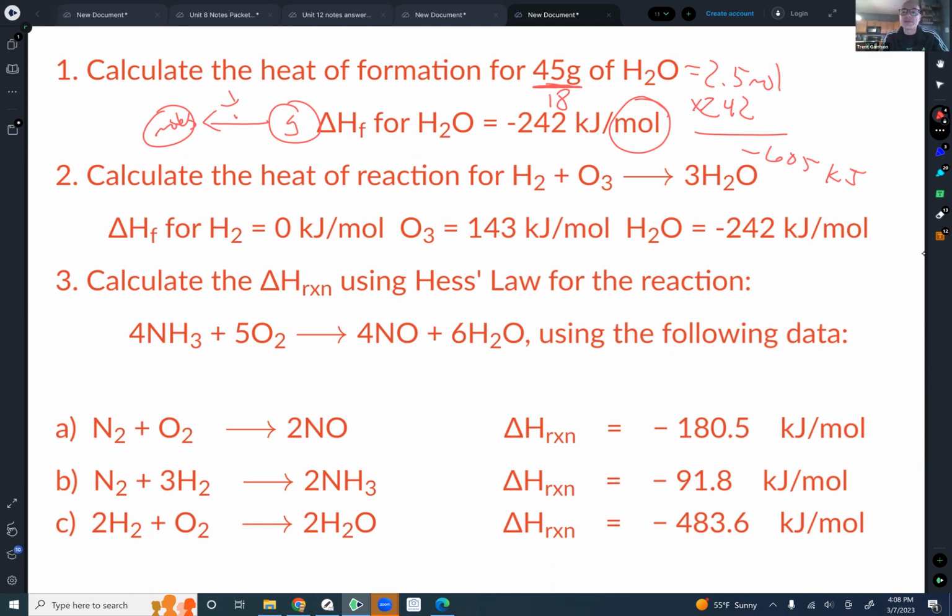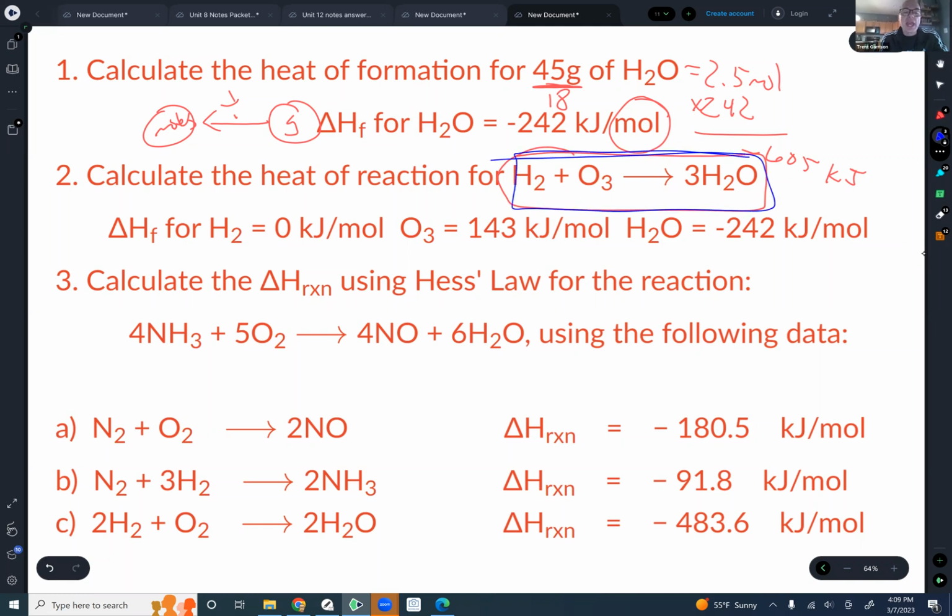Okay, now I've got this balanced reaction. It may not look balanced, but it is balanced right there. I'm going to use blue so we can start seeing the difference in colors. We are going to have to figure out the heat of reaction for this. You are given the heat of formation for each one of these. Then what you have to do is products minus reactants.